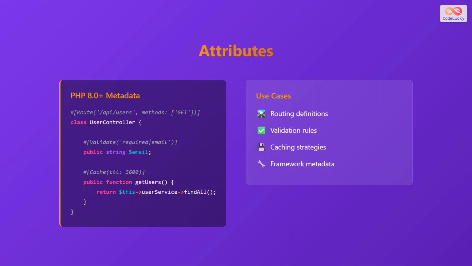Attributes, available in PHP 8.0 and later, provide a way to add metadata to classes, methods, properties, and other language constructs. Attributes are declared using the number sign followed by square brackets. Here's an example of using attributes. We define a route for a user controller, validate an email property, and specify a caching strategy for the getUsers method, all using attributes. Common use cases for attributes include routing definitions, validation rules, caching strategies, and framework metadata.